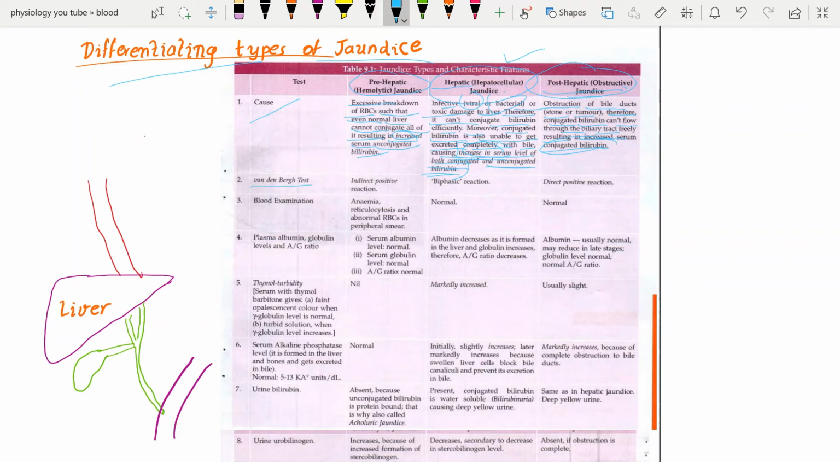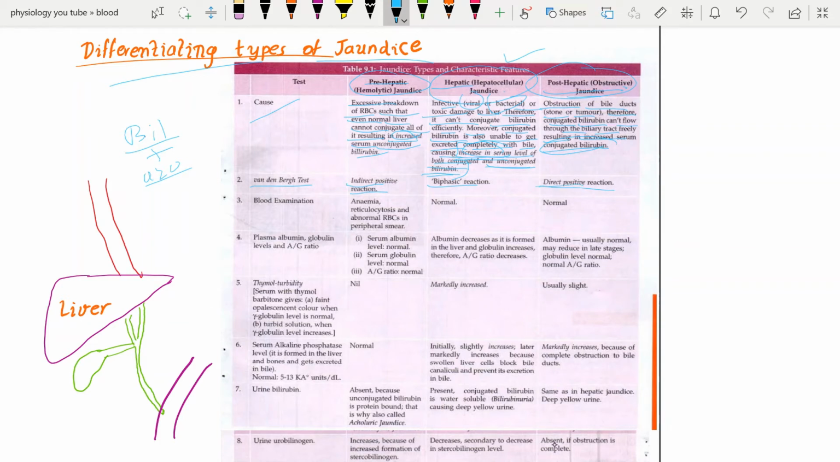Van den Bergh test. Here, bilirubin reacts with azo reagents. In prehepatic jaundice there is an indirect positive reaction. In hepatic there is a biphasic reaction. In post-hepatic there is a direct positive reaction.